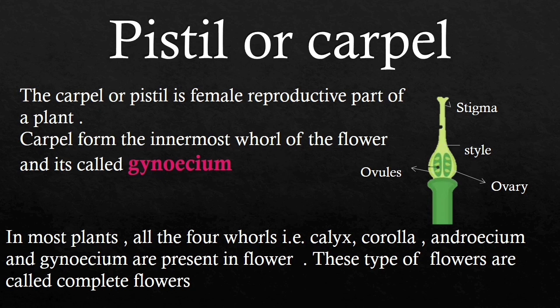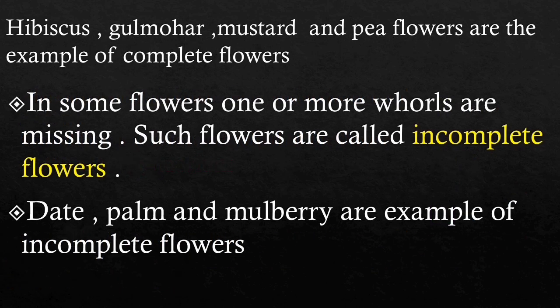In most plants, all the whorls, that is calyx, corolla, androecium and gynoecium, are present in a flower. These types of flowers are called complete flowers. Hibiscus, gulmohar, mustard and pea flower are examples of complete flowers. In some flowers, one or more whorls are missing. Such flowers are called incomplete flowers. Date palm and mulberry are examples of incomplete flowers.